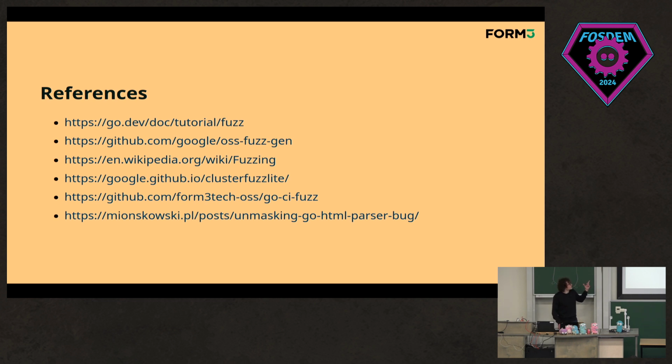If you want to start fuzzing, there is a very excellent introduction to it in the Go documentation. There's also a good article on Wikipedia on how it works under the hood, and there's a link to Cluster Fuzz Lite, the Go CI Fuzz, the blog post, and also a pretty interesting entry in this list is the second one. So there was a recent paper from Google where they use AI to actually generate the fuzz tests. So maybe you don't really need to write them, and AI will be able to do it for you.